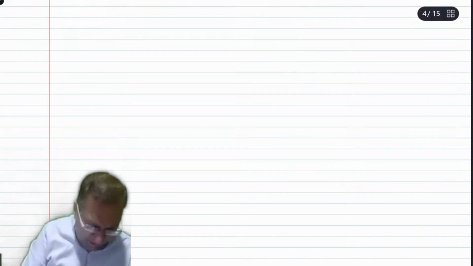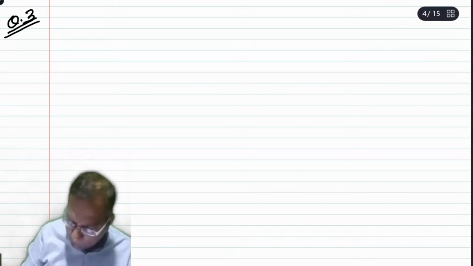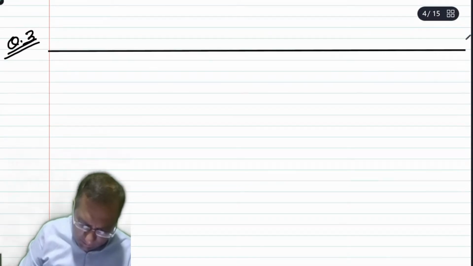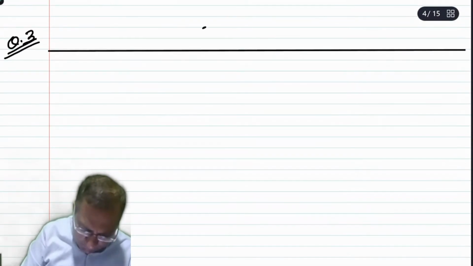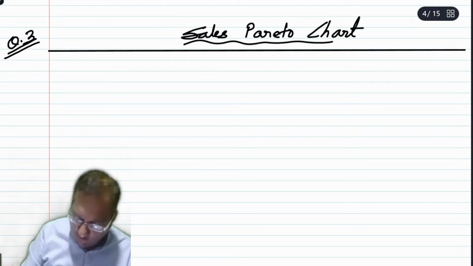Question number 3 it is, I think. सबसे पहले we are preparing the sales Pareto chart. Sales Pareto chart. Four columns will be there.